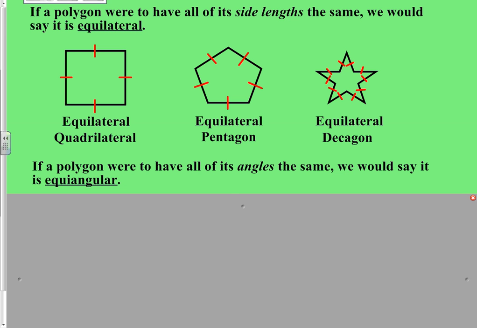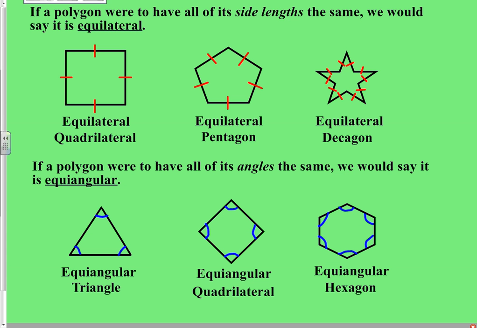And then we also have the same for equiangular, just like we did with our triangles. So if a polygon were to have all of its angles the same, we'd say it's equiangular. We've already seen equiangular triangles. Now we're seeing that that term applies for all polygons. Equiangular quadrilateral, equiangular hexagon, equiangular 37-gon. It works for all of that.